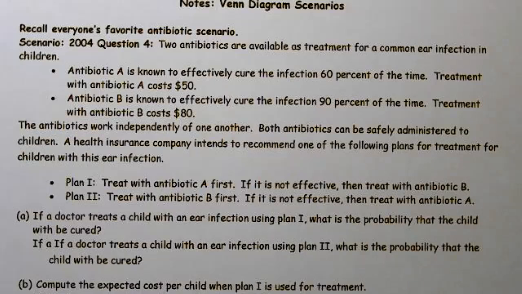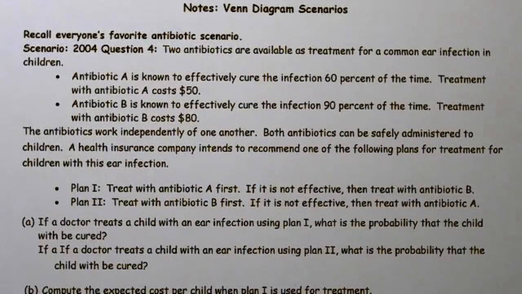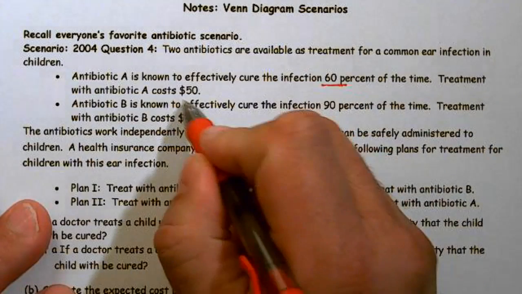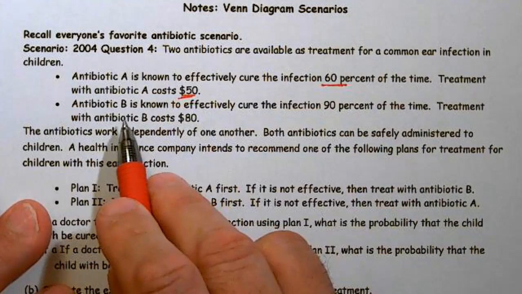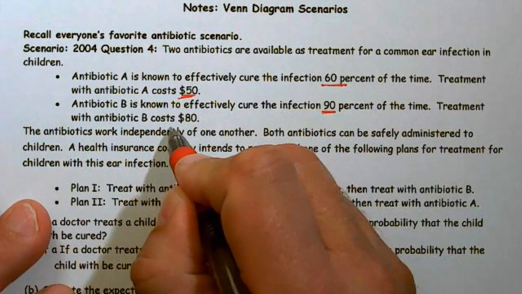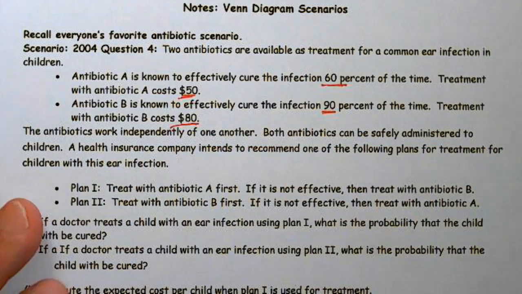Okay, we're going to look back at everyone's favorite antibiotic scenario and know that it can be done as a classical probability Venn diagram probability. This was the scenario where we had antibiotic A that was known to cure 60% of the time and only cost $50, versus antibiotic B that cured 90% of the time but cost $80. And we were working for a health insurance company trying to determine what they recommend.